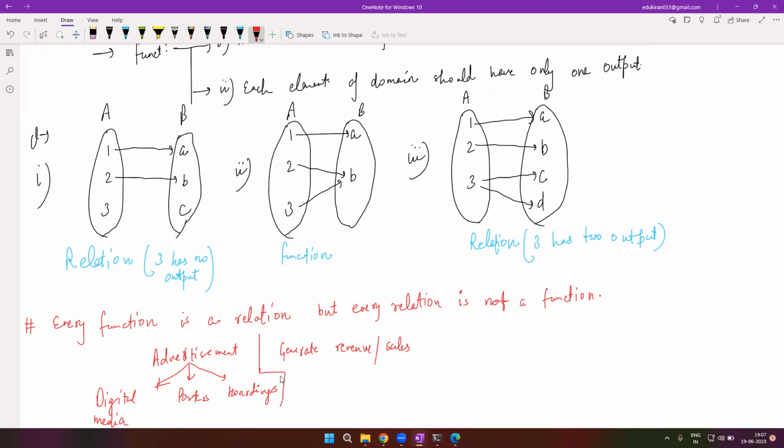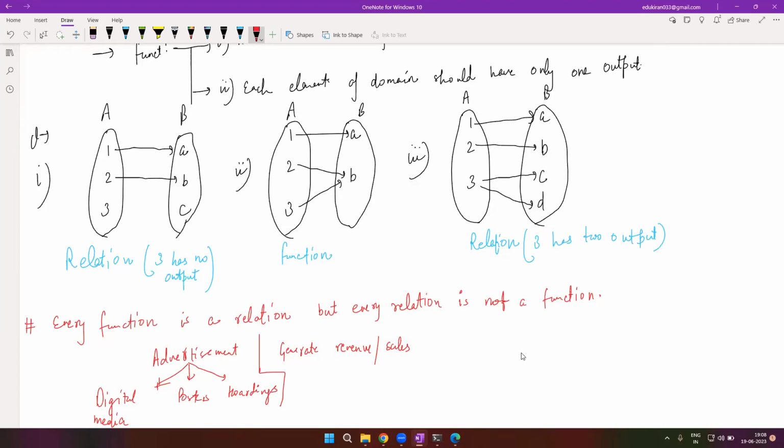Now we want to understand what is the factor that decides the sales the most, or on which factor sales depend the most. We want to know this, right? So how is digital media affecting our sales? How are posters affecting our sales? And how are hoardings affecting our sales? So we have to create a function to understand this, like how sales depend on all these three factors. That is the role of a function.